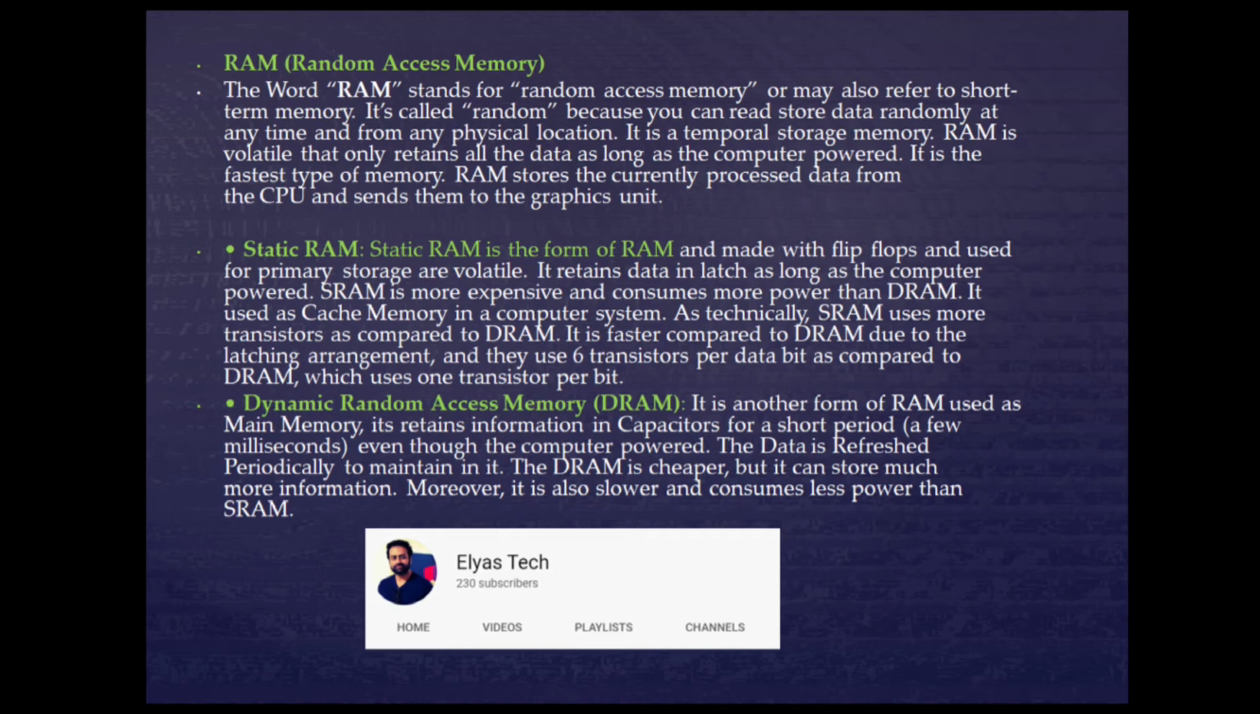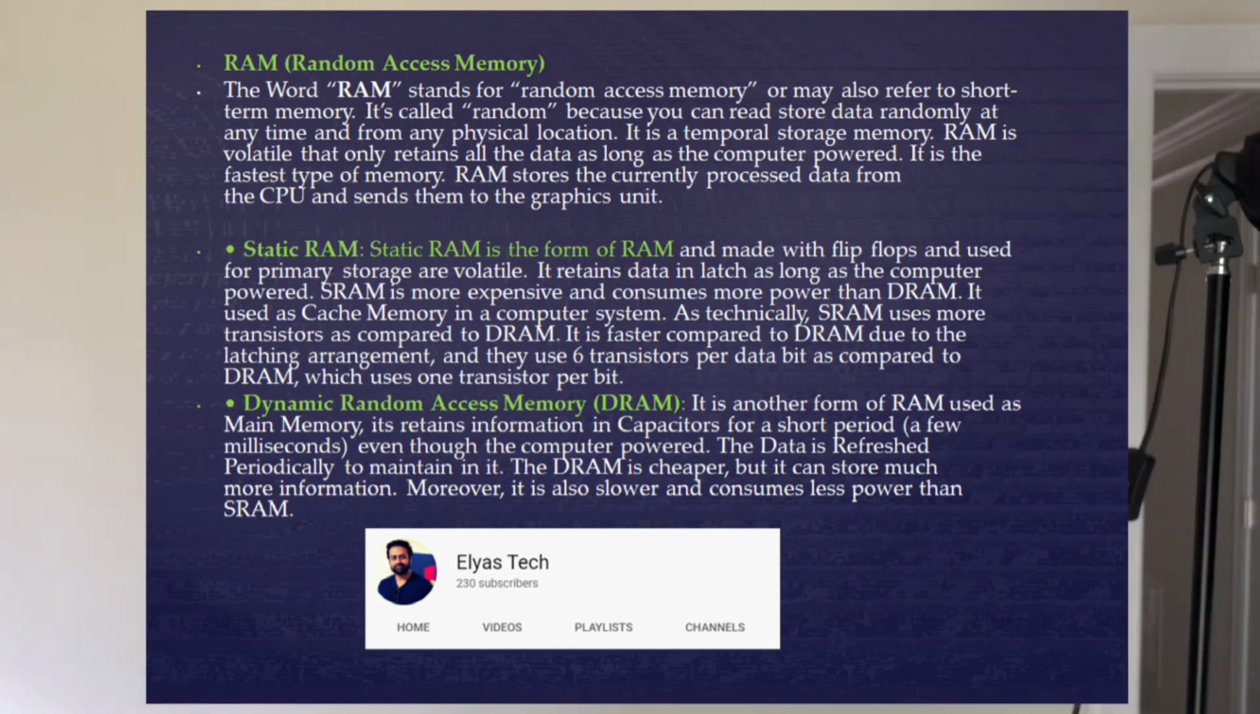RAM is volatile, so it only retains data as long as the computer is powered. Point should be noted, as I mentioned, that RAM or random access memory is volatile memory. It means if the power goes off, immediately or through a power outage and so on, you may not see the same data because it's temporary memory. It is the fastest type of memory, of course.